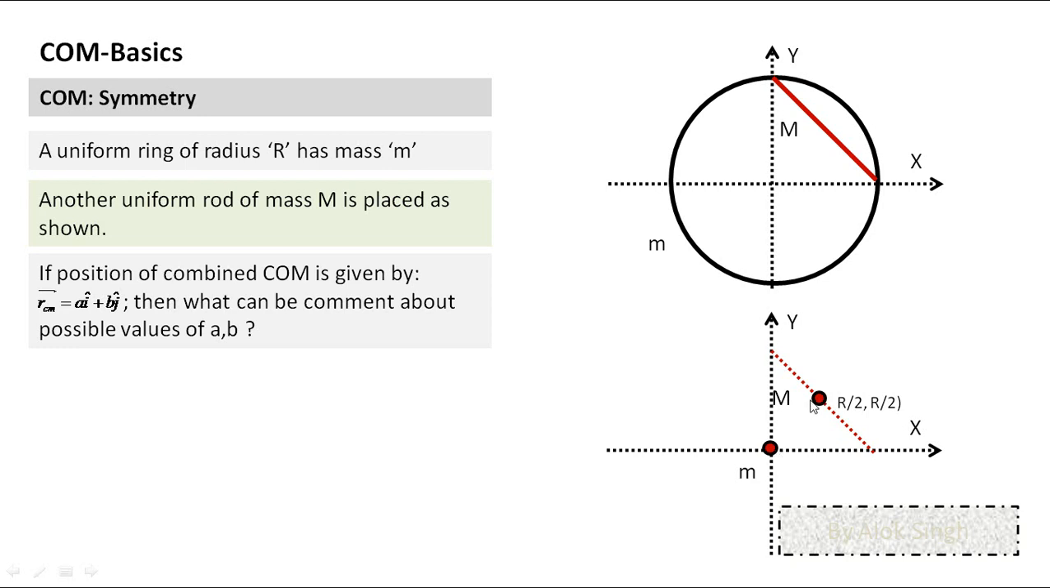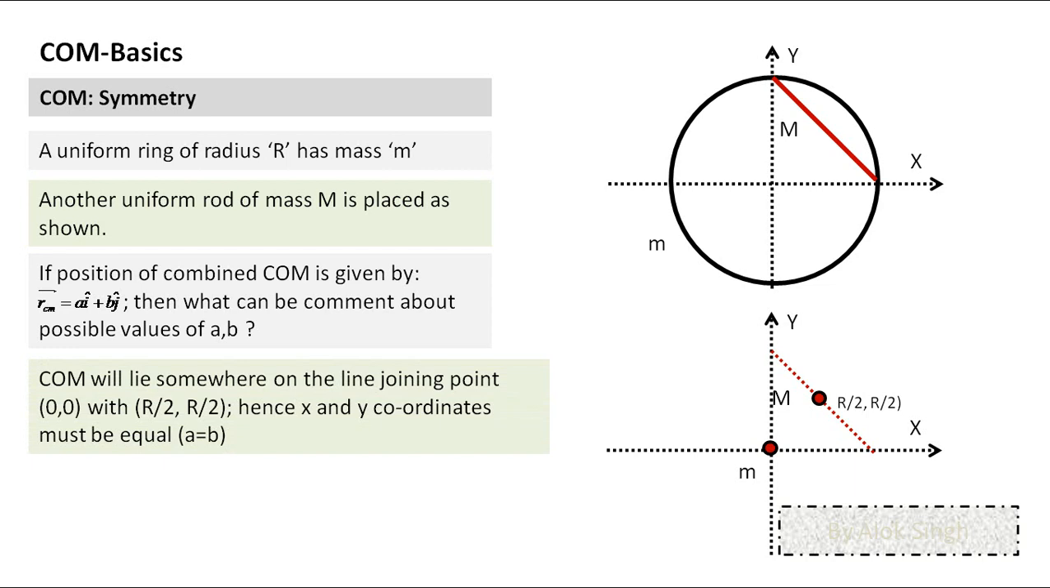Now the question is, where would be the center of mass, and what can we say about the coordinates of the center of mass of these 2 point masses? The comments we can make are based on what we have seen earlier. The center of mass will lie somewhere on the line joining the point 0, 0 with r by 2, r by 2. It will lie somewhere between the two. Hence, the x and y coordinates must be equal. So a and b must be equal. So it will lie on this line. Anywhere on this line, the x and y coordinates must be equal.